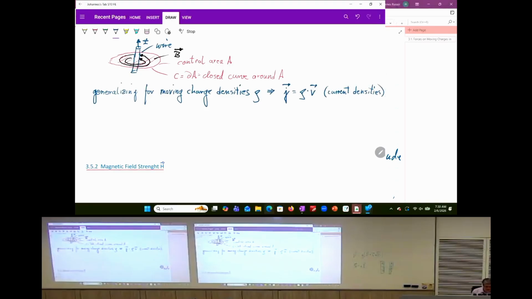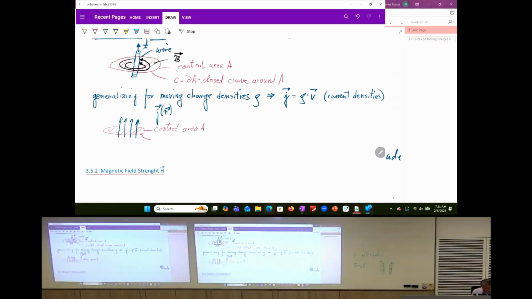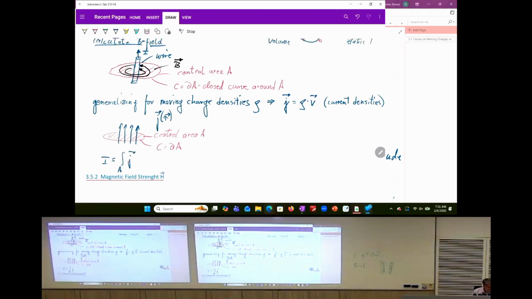And now instead of having just this single line with a wire, we actually have, if we depict that, these many arrows which denote our current density field. And then we prescribe again a control area A, like in the picture above. And we also have now a closed curve that is the border of the control area. So your current, of course, is then obtained by integrating over this area and integrating over that current density.